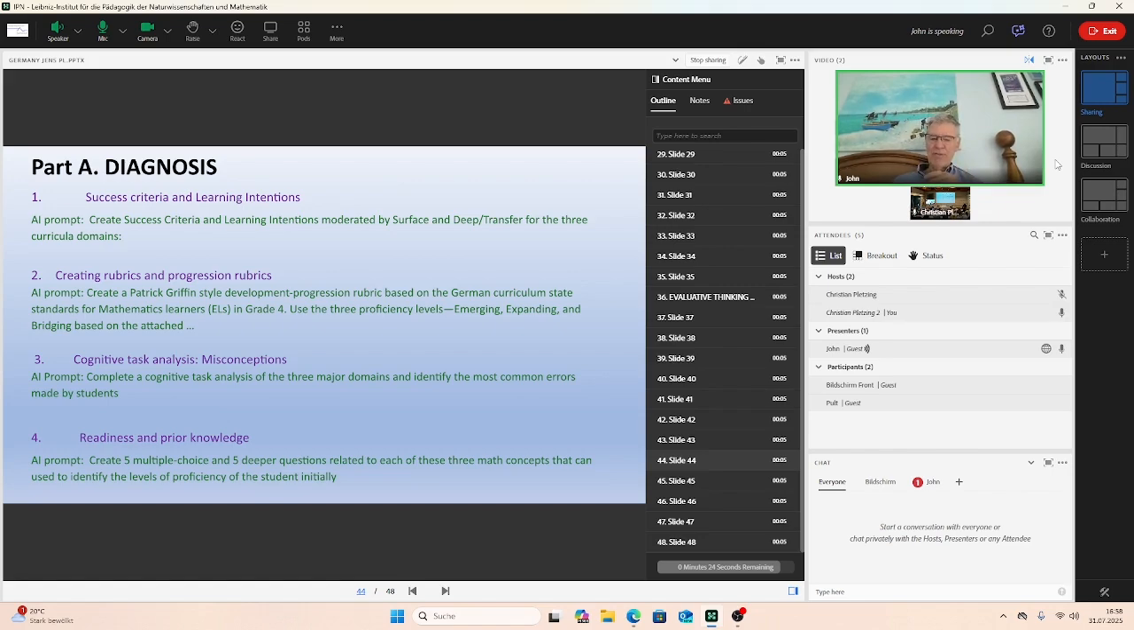You can choose whatever the content is, and obviously you're going to have to insert that as part of your prompts. Cognitive task analysis. I want to know as a teacher up front, what are the errors? What are the common misconceptions? Because I guarantee students will make those. And if they don't, and they can already do the work, why am I teaching it?